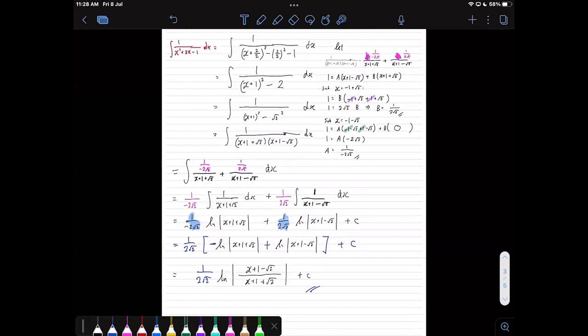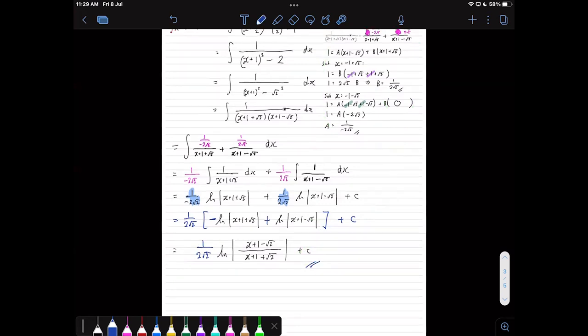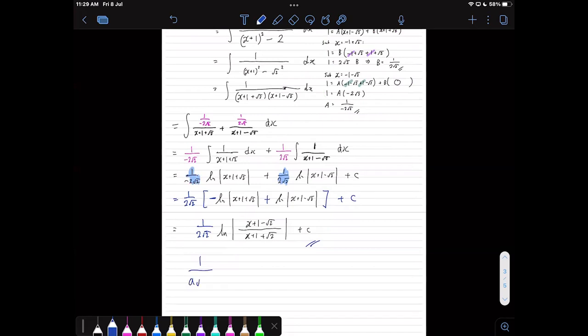I prefer doing it through partial fractions and then doing a bit of logarithm rules. Okay, one note is that some questions may say express your answer in the form of 1 over a square root b ln of modulus of x plus p over x plus q, and then ask you to find a, b, p, and q. So they'll force you to write it in this format.